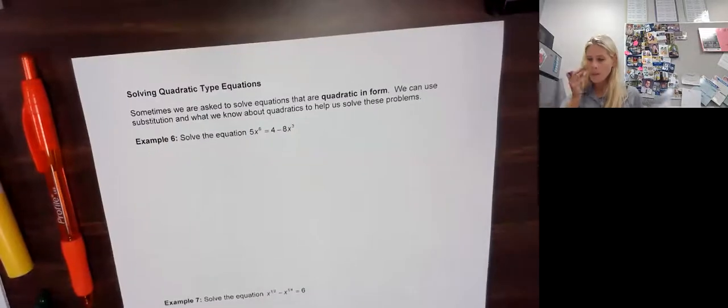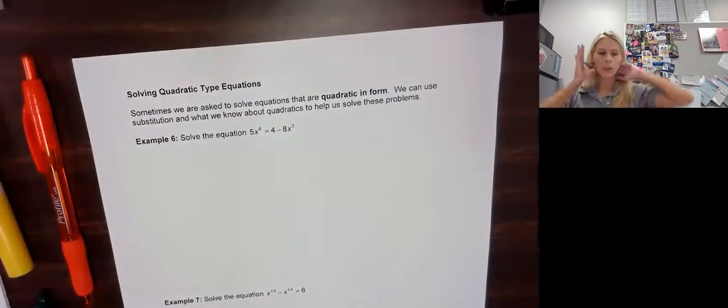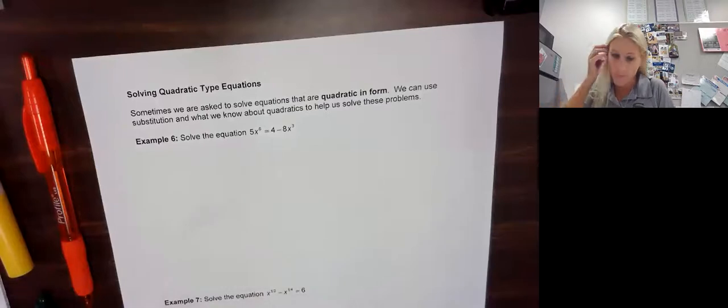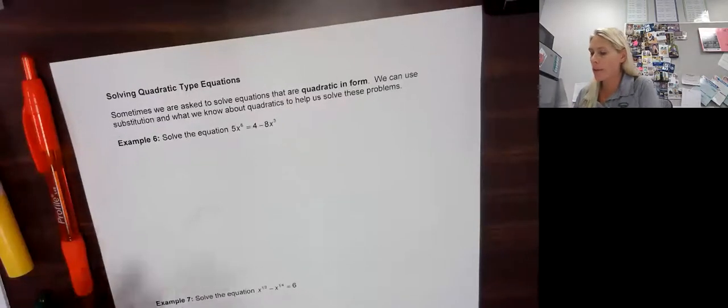All right, last part, guys. So sometimes we are asked to solve equations that are in quadratic form, or that are quadratic in form. We can use substitution and what we know about quadratics to help us solve. This is called u substitution. Some of you might have done this during secondary 3. If you were in calc, you definitely did it. So let's go with it.